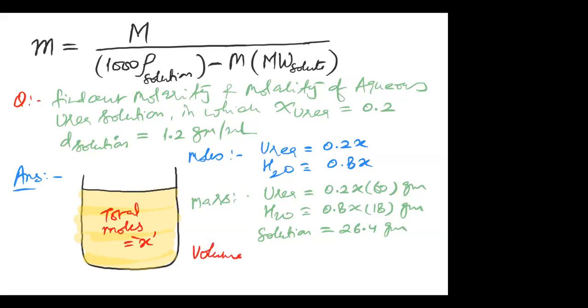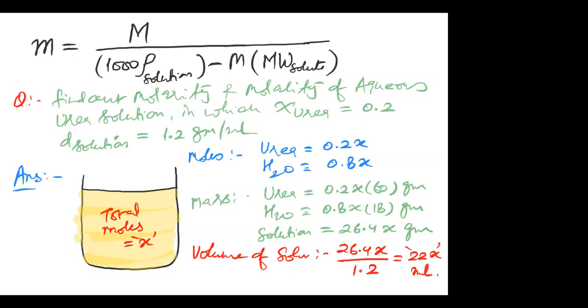Here, as per volume of solution is concerned, there has to be some x term there. So solution mass is 26.4x gram. So volume of solution should be total mass of solution divided by density of solution, which is 1.2, and I hope it comes out to be 22x milliliter.